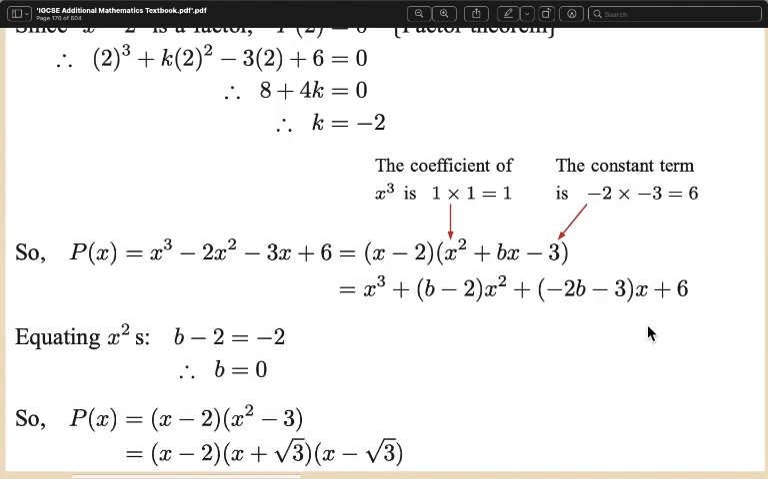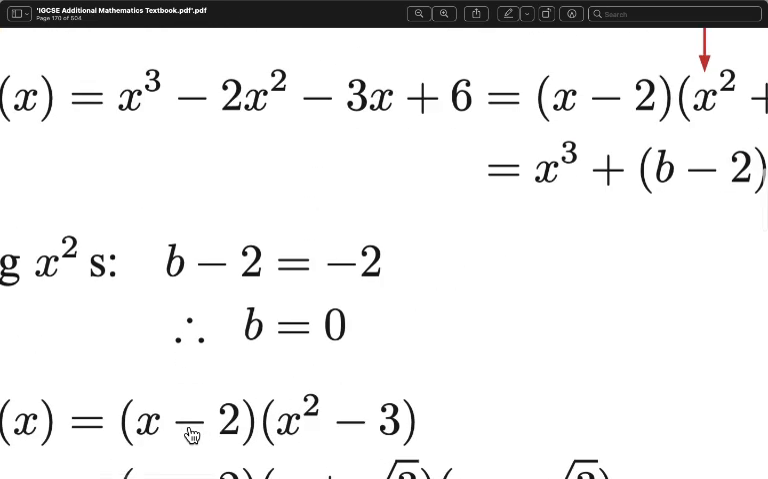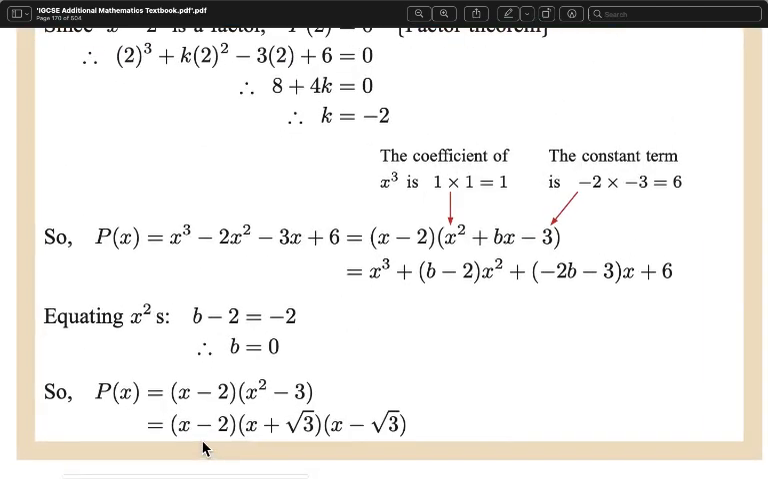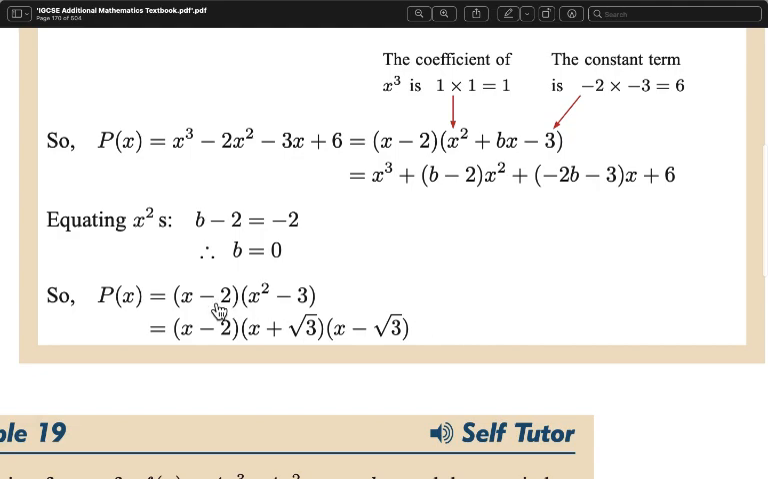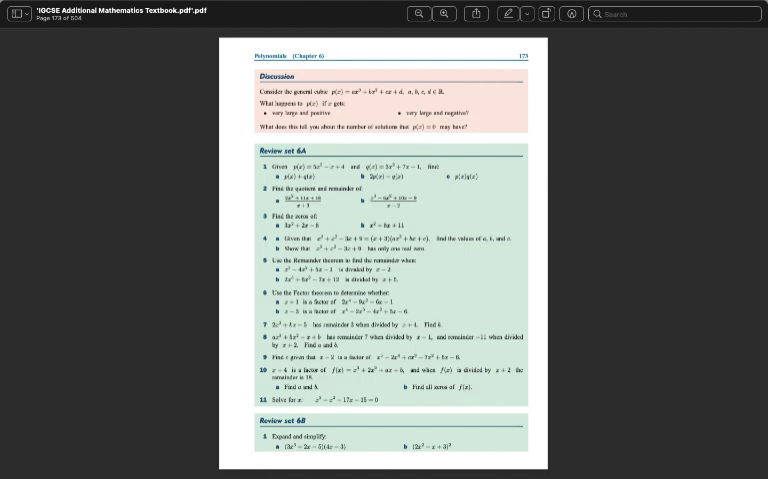So in this way, when you equate them together, you'll find b minus 2 is going to be negative 2, and b will equal 0. You input the b value in, which will look like this now. x minus 2 times x squared minus 3. You break the quadratic function down again into x plus root of 3 times x minus the root of 3. Then you times with x minus 2, and by this you can find the zeros, and this is going to be the three linear factors for this equation. And that's it for this video.